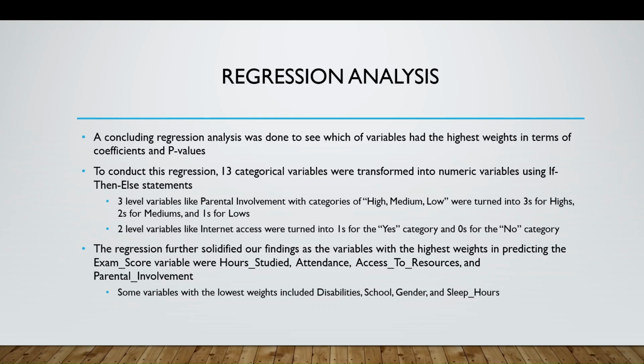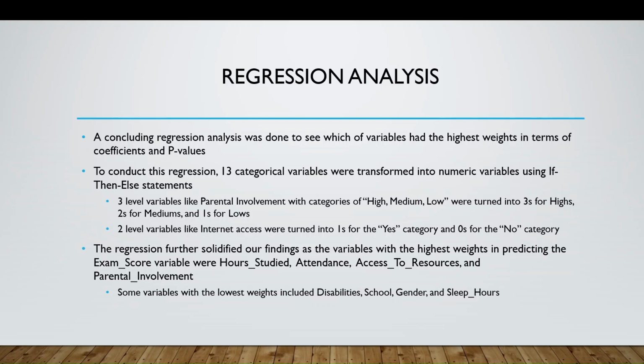And so to conclude my analysis, I wanted to confirm that my findings were correct. And so I ran a regression analysis to see which variables had the highest weights in predicting the exam score variable. And I looked at coefficients and p-values. So in order to do this, I needed to create 13 numeric variables based off of the categorical variables using if, then, else statements. And so variables with 3 levels, like high, medium, low, were turned into 3s for highs, 2s for mediums, and 1s for lows. While 2-level variables, like yes or no variables, were turned into 1s for yeses and 0s for no.